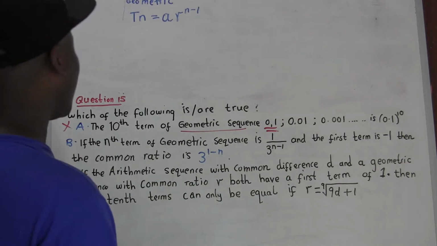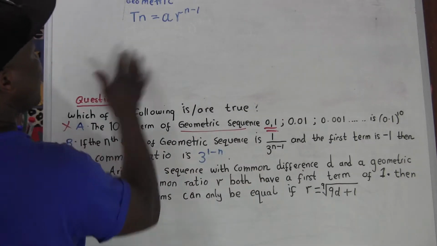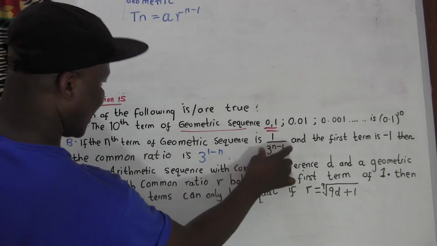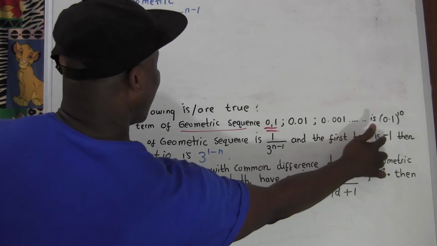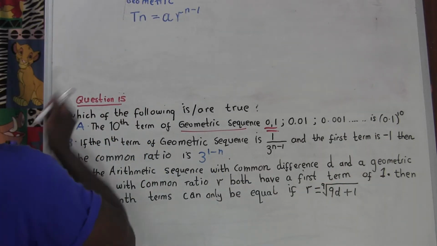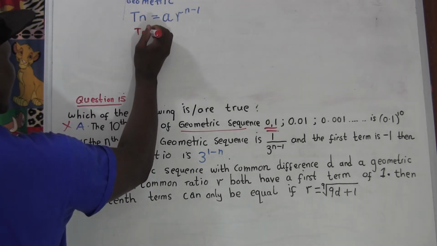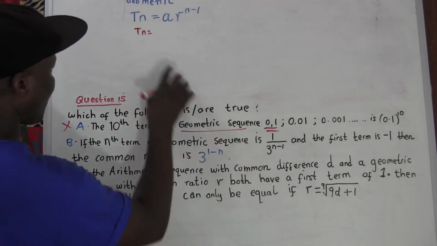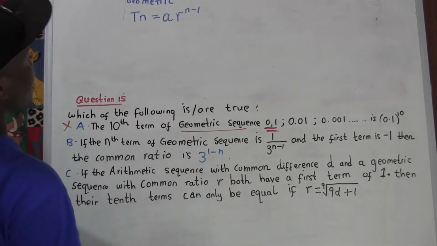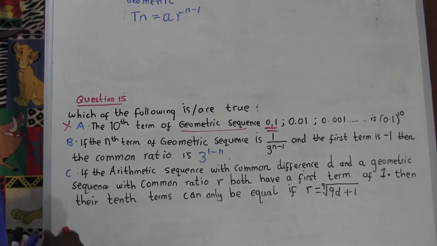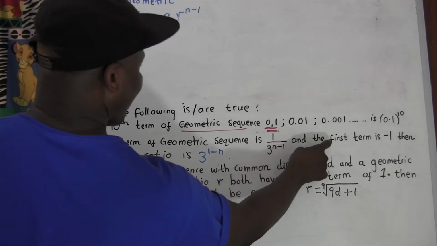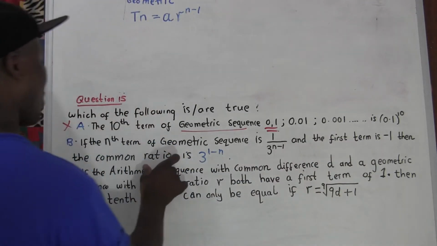Okay, now we go. So now, if the nth term of a geometric sequence is this, means Tn equals this, and the first term is -1. We know what Tn is, so I'm not going to write Tn anymore. The nth term of a geometric sequence is this, and the first term is -1. Then what is the common ratio?